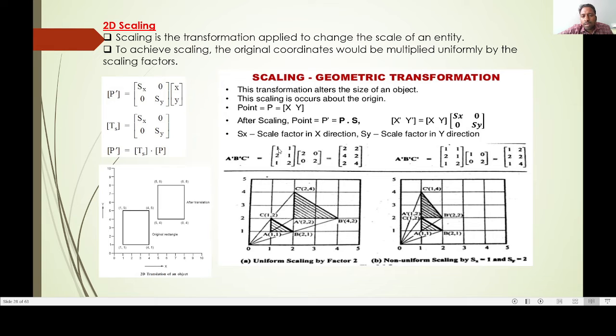Sorry, 1, 1 row wise, 2, 0 column wise. We need to multiply it. 1 times 2 is 2 and 1 times 0 is 0. Here 2 times 2 is 4 and 1 times 0 is 0. Similarly, we need to find out all the points. The final points can be represented by (2, 2), (4, 2) and (2, 4). So the final points after scaling are (2, 2), (4, 2) and (2, 4).